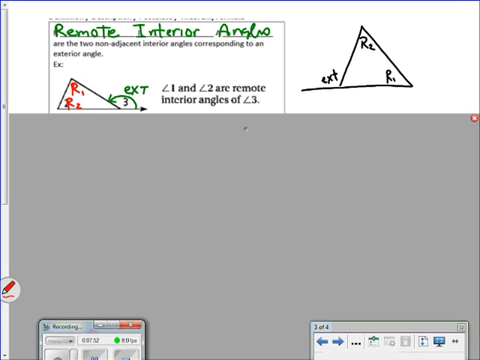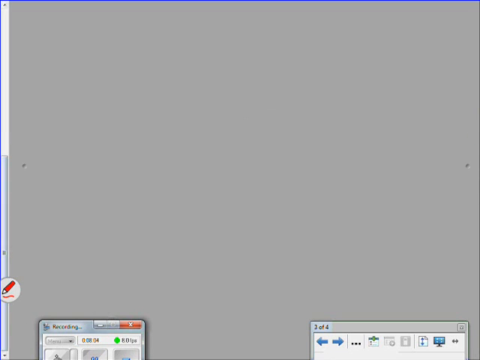Now we're going to discover in one of the lessons that there's actually a relationship between that exterior angle and those two remotes, meaning I can write an equation to solve for one or the other depending on the information given. Let's move on.